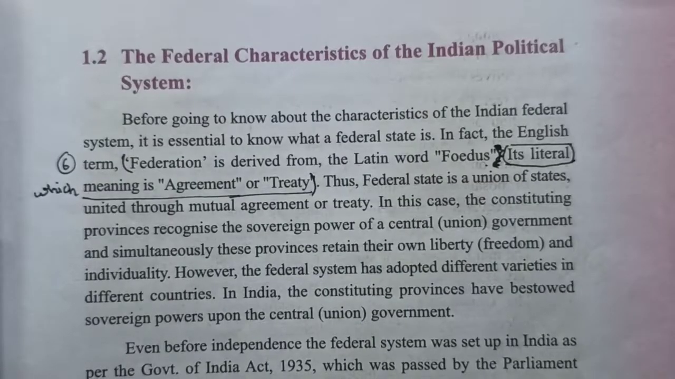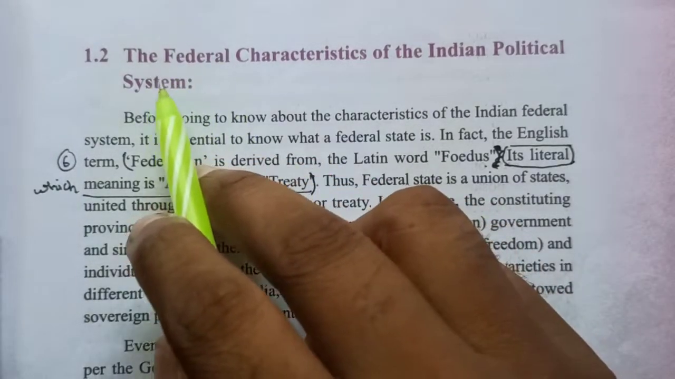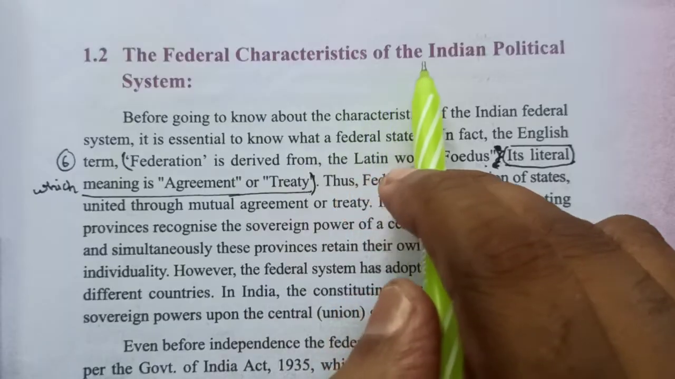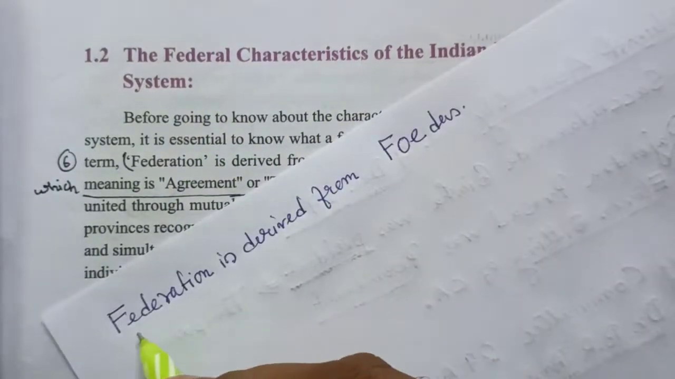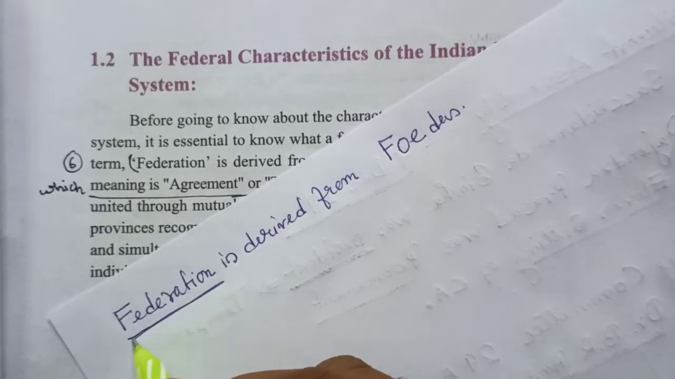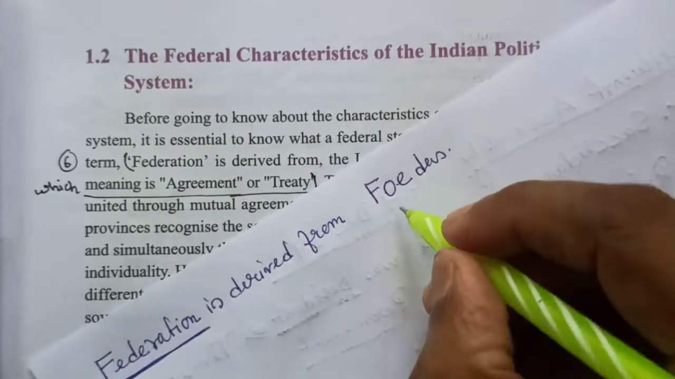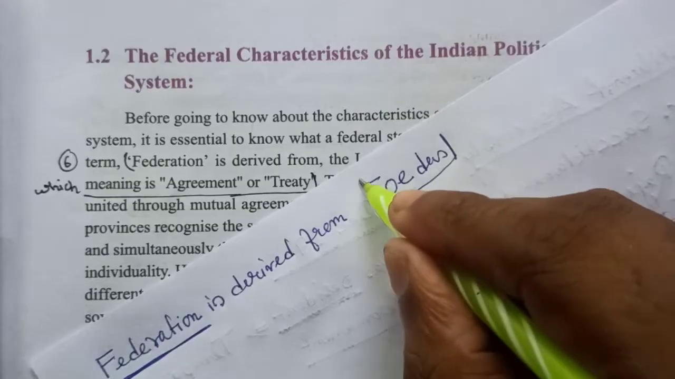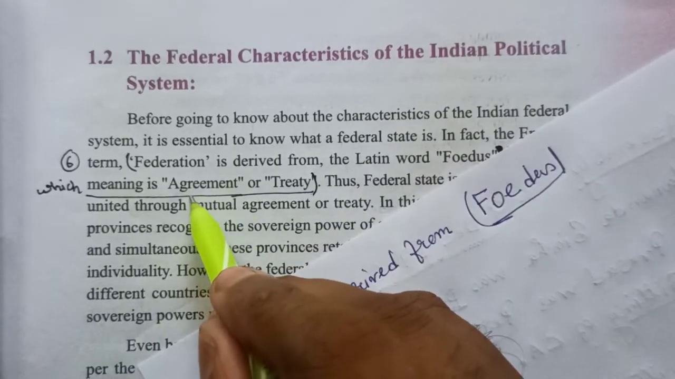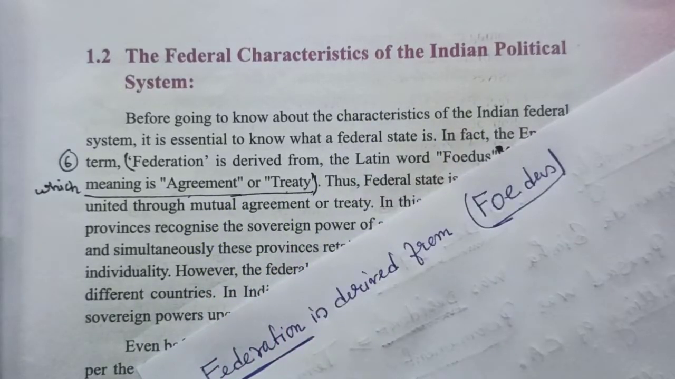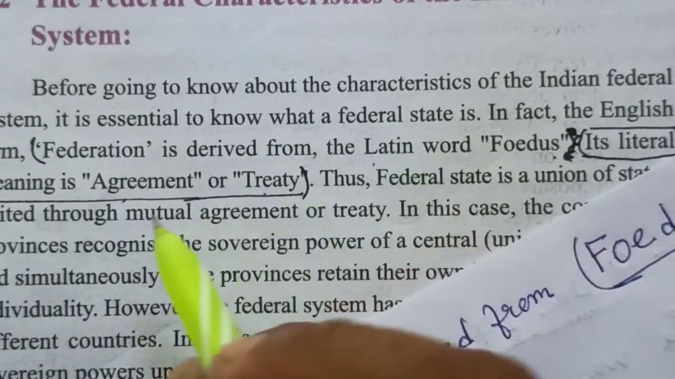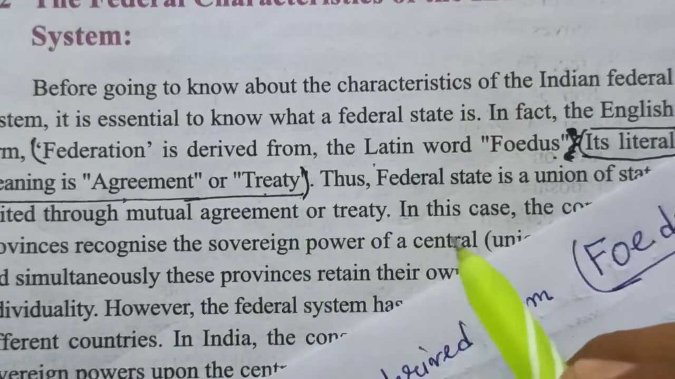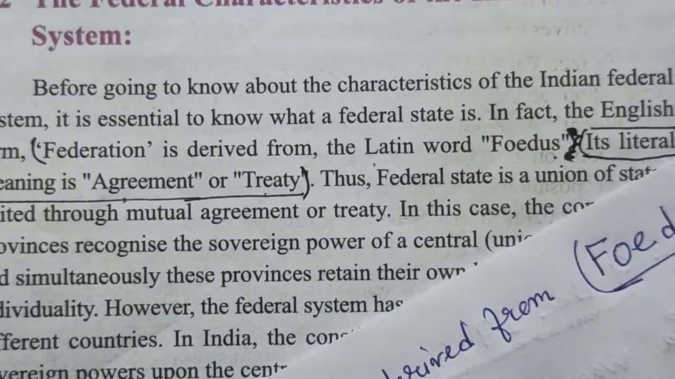Now we will see the federal characteristics of the Indian political system. The word federation is derived from a Latin word, foedus, which means agreement or treaty. India is a federal state.